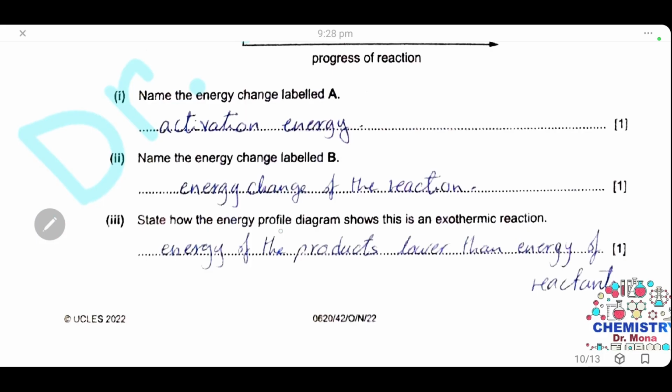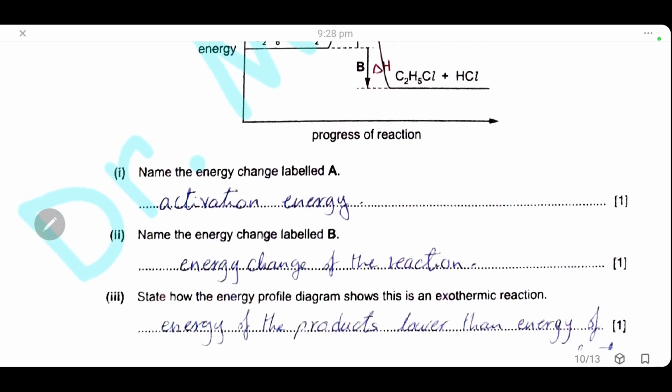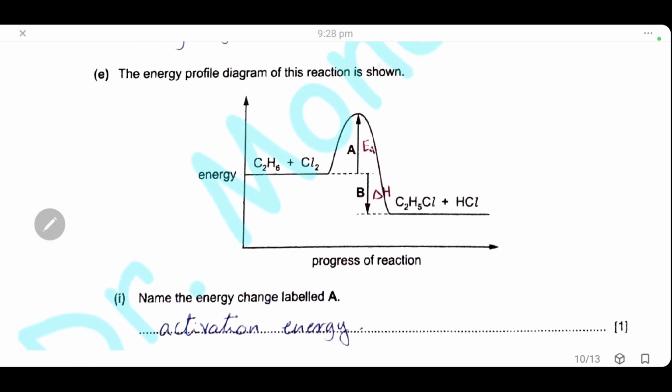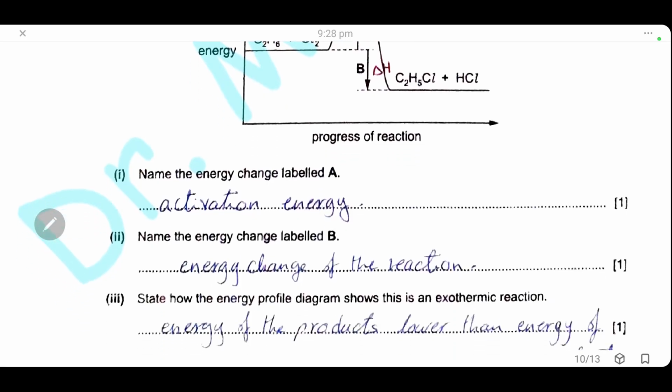State how the energy profile diagram shows that this reaction is an exothermic reaction. From the diagram, we can see that the products are at a lower energy level than the reactants. That means energy is released from the reaction when the products are formed. So this is an exothermic reaction.